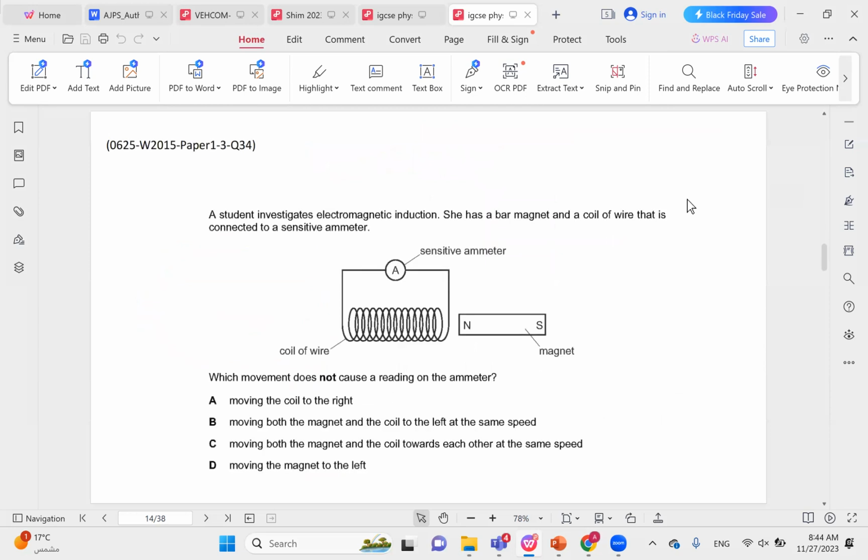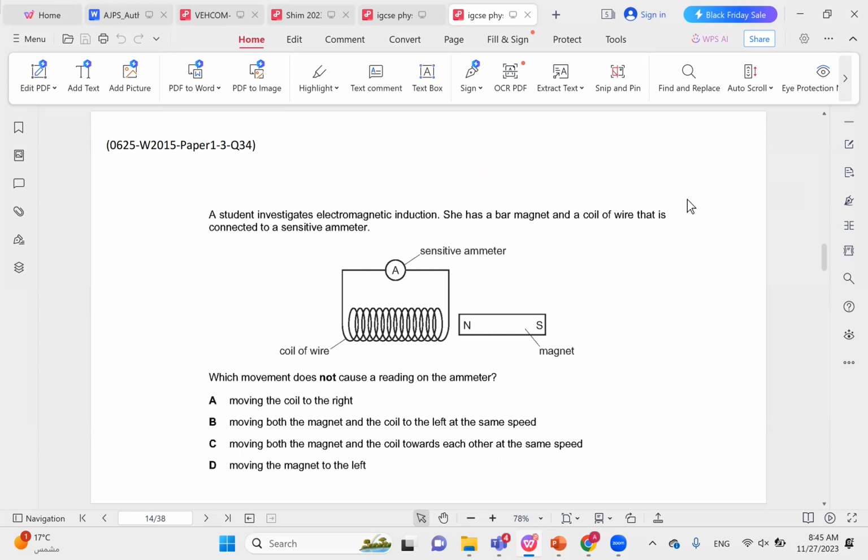A student investigates electromagnetic induction. She has a bar magnet and a coil of wire that is connected to a sensitive ammeter. Which movement does not cause a reading on the ammeter? Like we said, for there to be a reading on the ammeter, you need to have current in the wire. So you need to generate electricity. In order to generate electricity, you need to have a changing magnetic field.